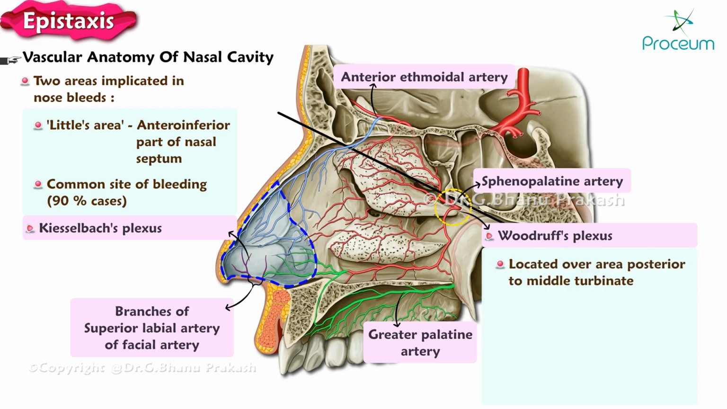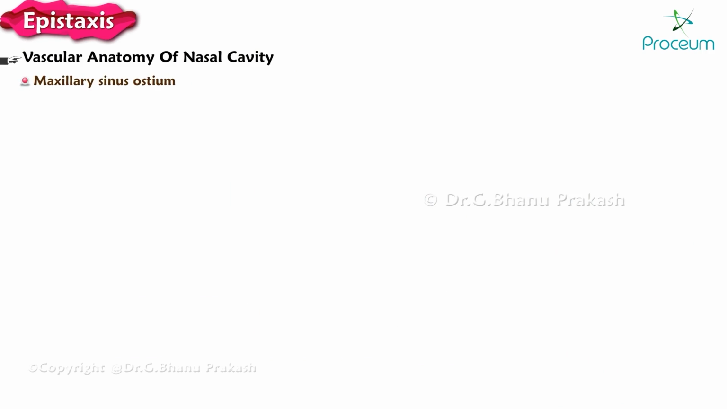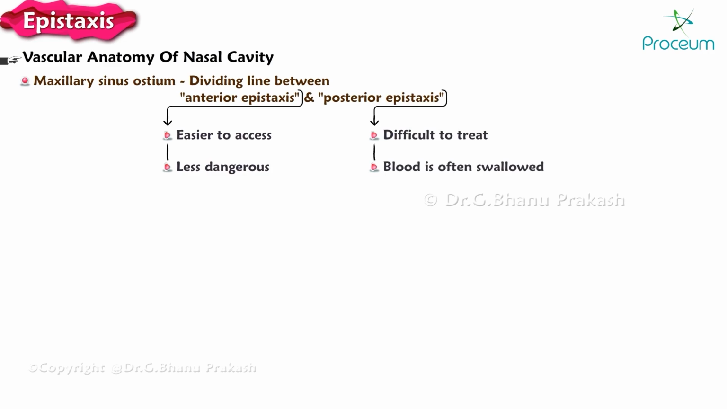Woodruff's plexus is located over the area posterior to the middle turbinate and is made up of anastomosis between branches of the internal maxillary artery, namely the posterior nasal, sphenopalatine, and ascending pharyngeal. The maxillary sinus ostium serves as the dividing line between anterior and posterior epistaxis. Anterior bleeding is usually easier to access and is, therefore, less dangerous. Posterior epistaxis is more difficult to treat, as visualization is more difficult and blood is often swallowed, making it more difficult to gauge the amount of blood loss.